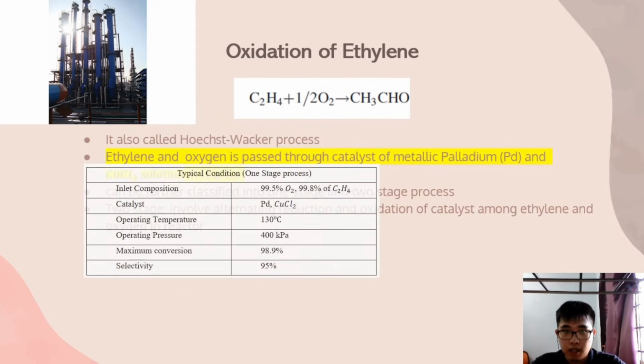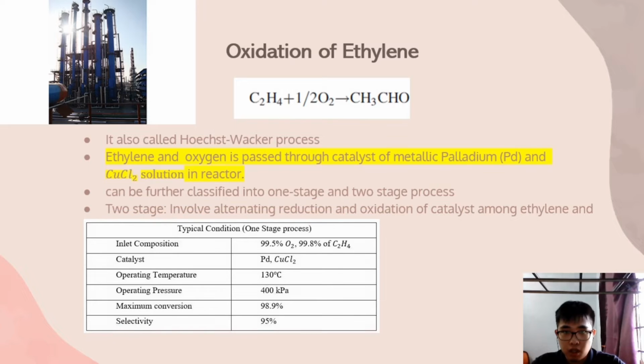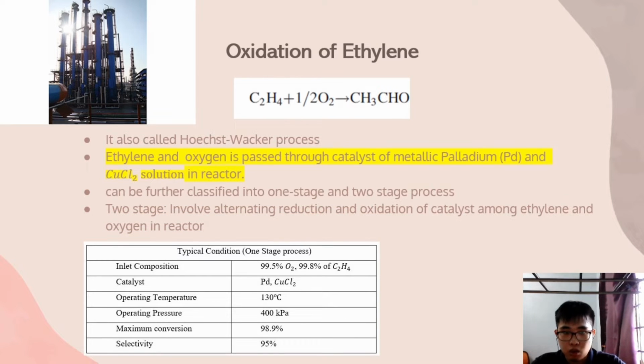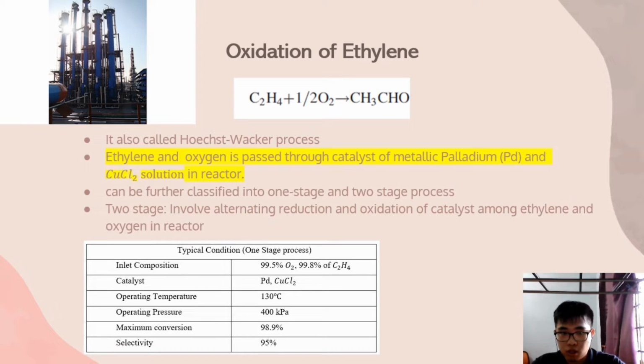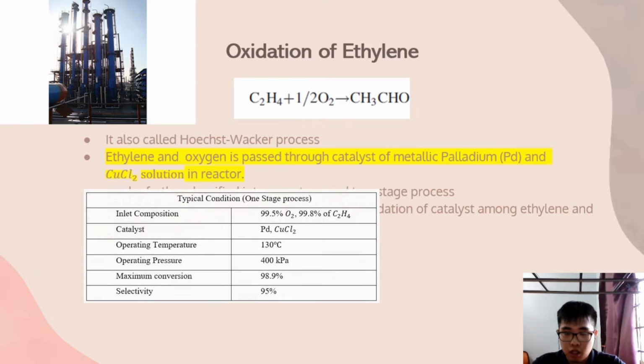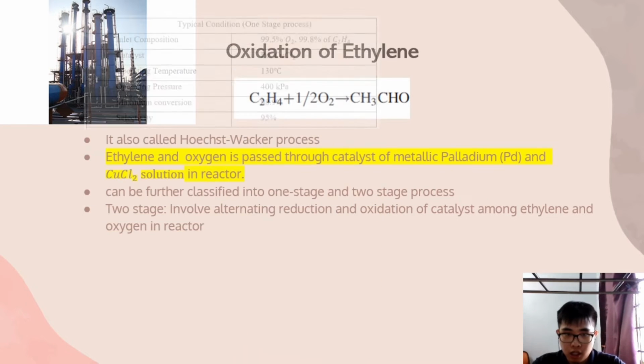For the oxidation of ethylene, the ethylene and oxygen are passed through a catalyst of metallic palladium and the CuCl2 solution in the reactor. It can be further classified into one-stage and two-stage processes. The two-stage process involves alternating reduction and oxidation of the catalyst among ethylene and oxygen in the reactor.